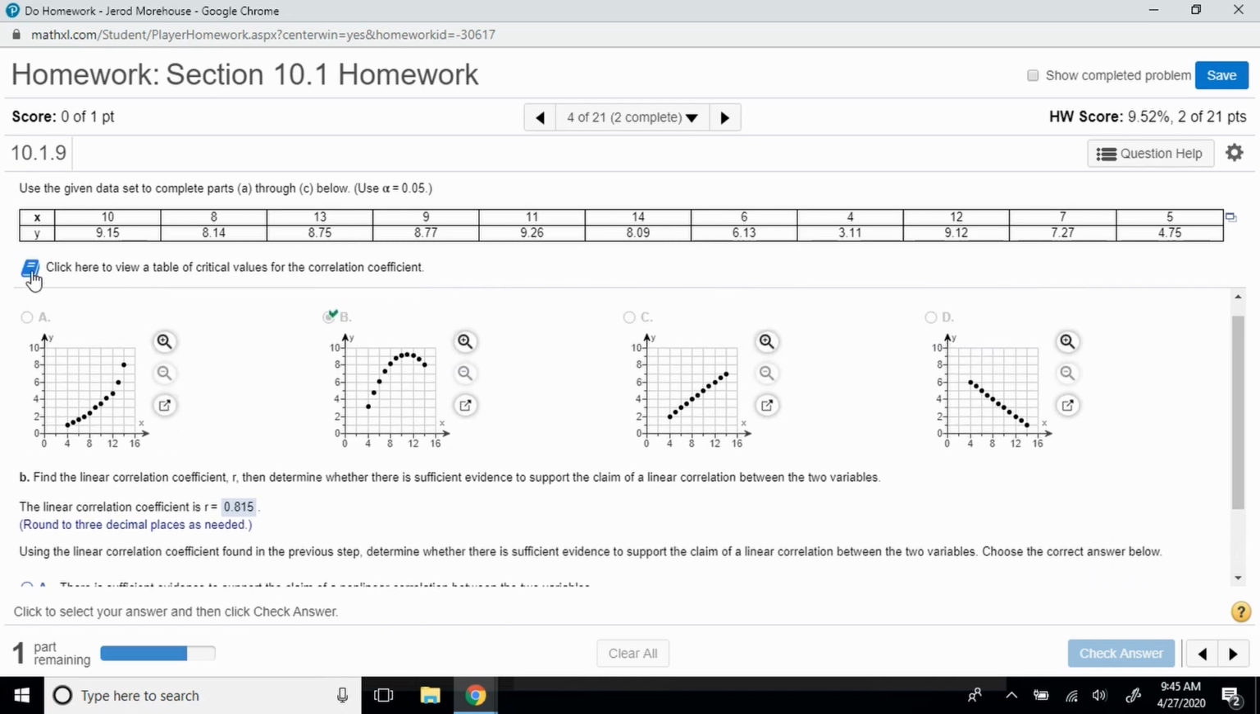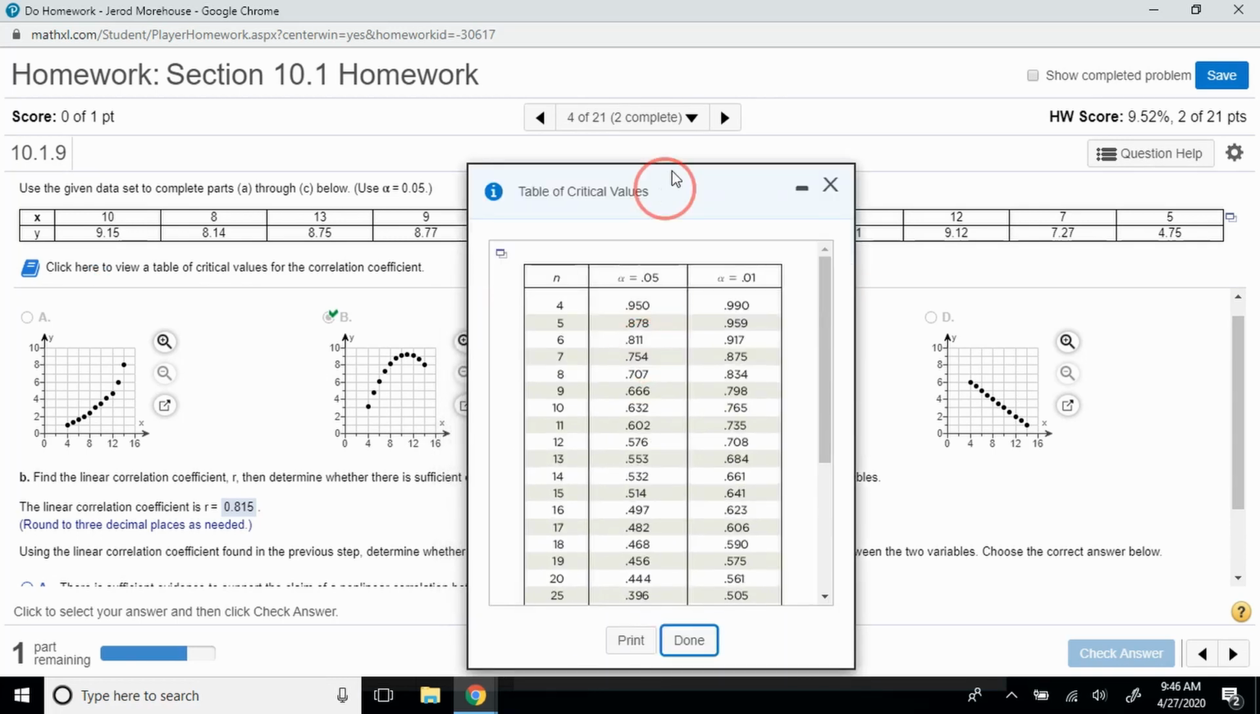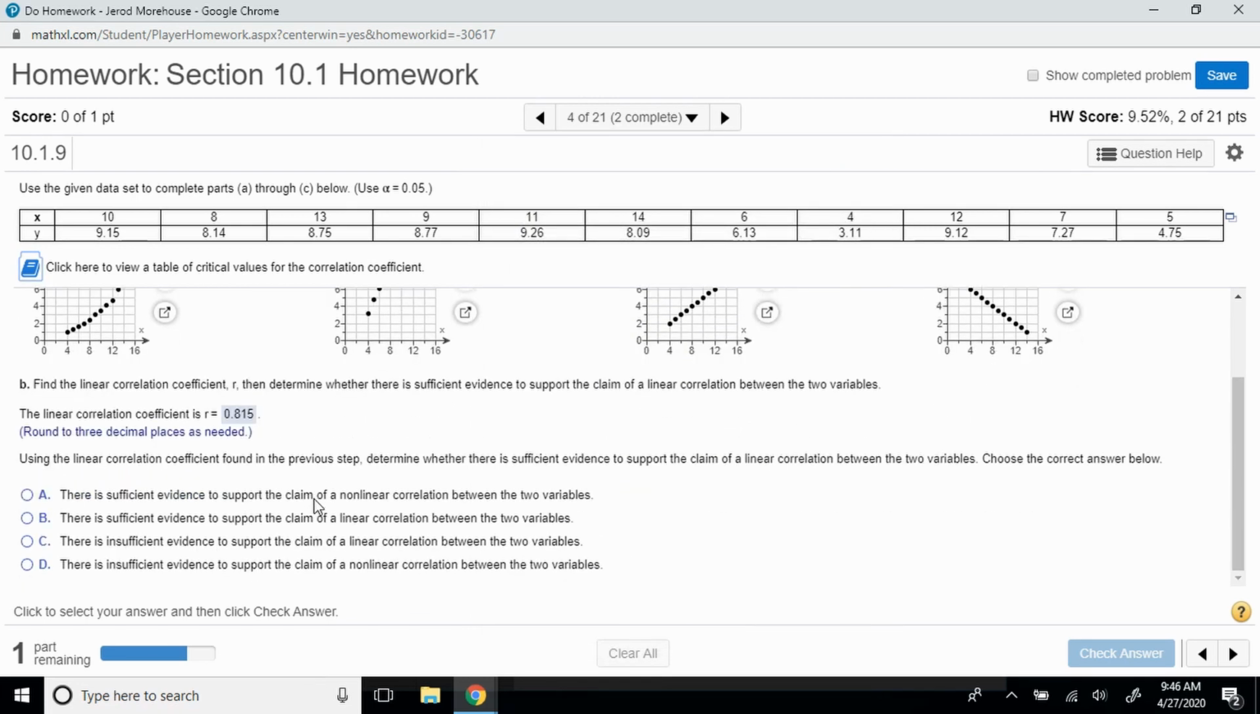For this, we need to open up the table of critical values. Our sample size was 11 and our alpha is 5%. So I'm going to be in this middle column of 5% for our alpha, and I have a sample size of 11. So my critical value is 0.602. Our correlation coefficient is larger than 0.602. So we're going to say that there is sufficient evidence to suggest a linear relationship between these two variables.